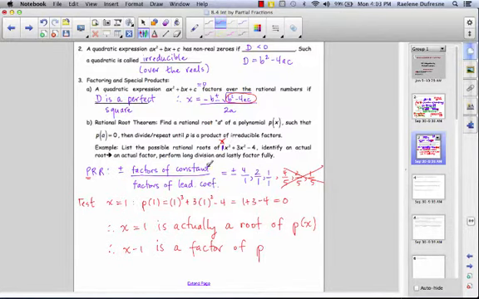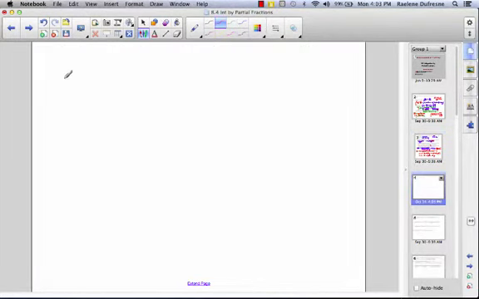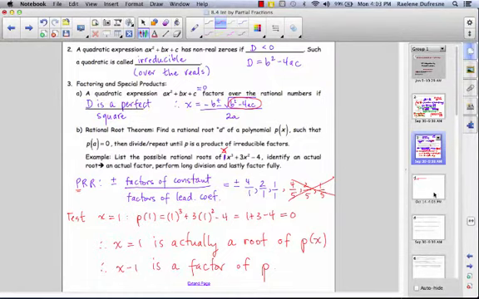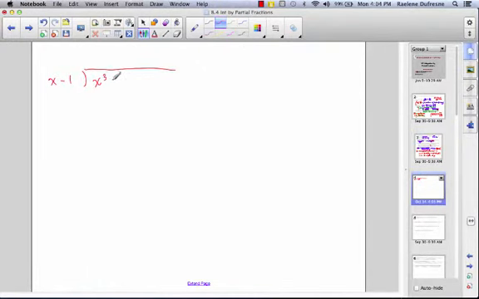What we want to do now is to perform long or synthetic division, if it applies, and fully factor the cubic polynomial. Long division would be set up like this, with x cubed plus 3x squared minus 4. Don't forget the placeholder term of 0x. You could perform the long division, or in this case, the synthetic division will work. And if you need to review, you can see the Math 150 videos, section 2.3 on division.